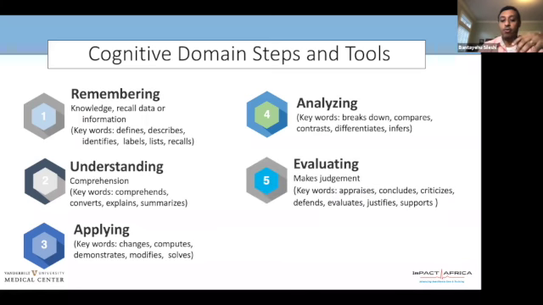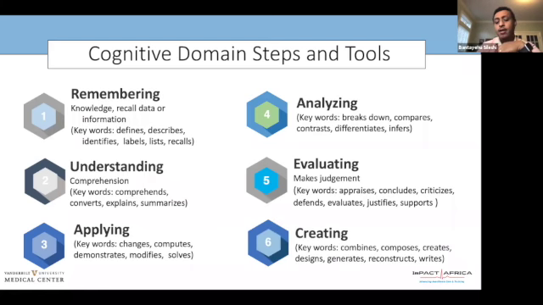The next level from that would be evaluating, and that is a higher form of learning, and that would be making judgment. So keywords that would go with evaluating would include they're able to appraise, someone's able to conclude, someone is able to defend, or someone is able to criticize what was done, someone is able to evaluate, someone is able to justify their stance, or someone is able to support a certain type of thinking or a certain decision that was made.